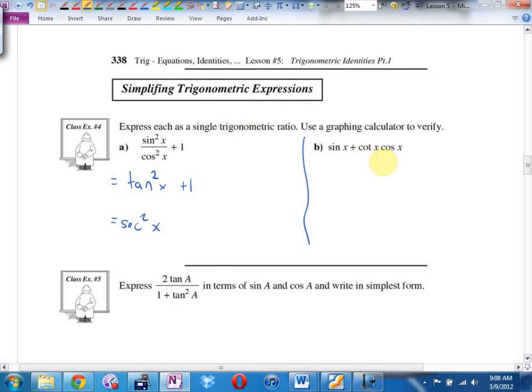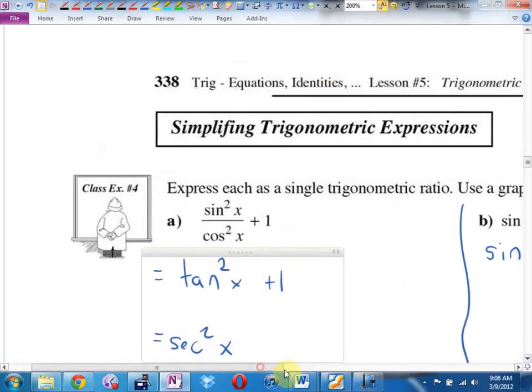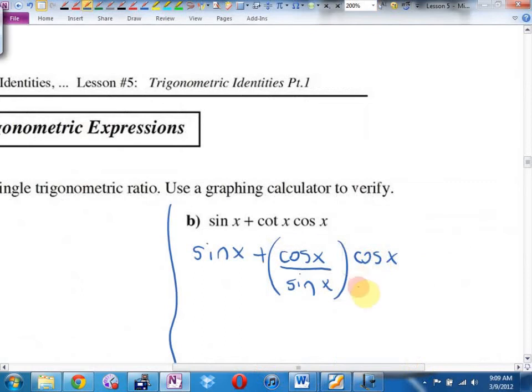Okay, strategies. One of the first strategies that I go to is I try and rewrite everything in terms of sine and cosine. So every tangent becomes a sine over cosine. What does every cotangent become? Cos over sine. So sine x plus, this is going to be cos x over sine x times cos x. Now I want you to notice how I wrote this. If you put that cos x down here, you're silly. Because what's that cos x over? It is a fraction, and if I have one fraction, I want everything to be fractions, and now I can see what's going on better.